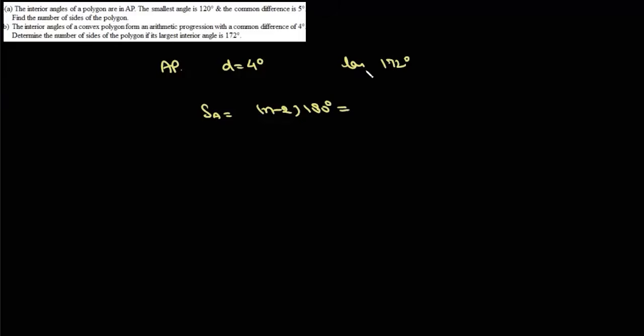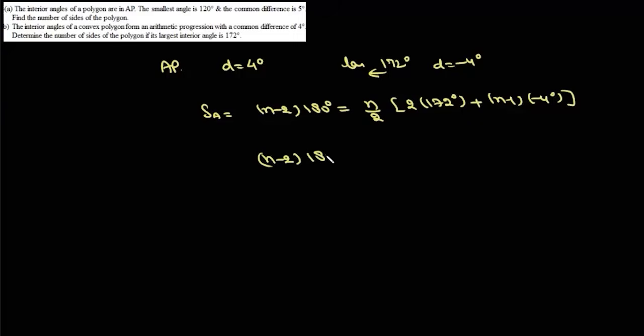Now in this case, because we are not given the first term, what we'll do is reverse this AP, starting from 172 and taking its common difference as minus 4 degrees. So it'll be n by 2 into (2a, which is 2 into 172 degrees, plus (n minus 1) into minus 4 degrees). Now here, (n minus 2) into 180 will be equal to n into (172 plus 2), 174 minus 2n.